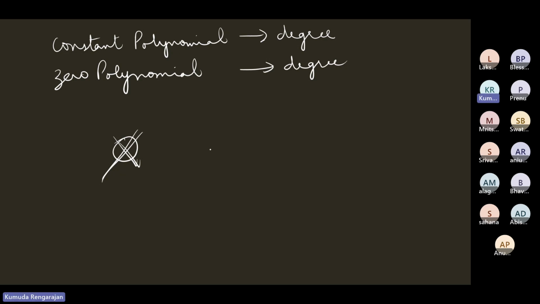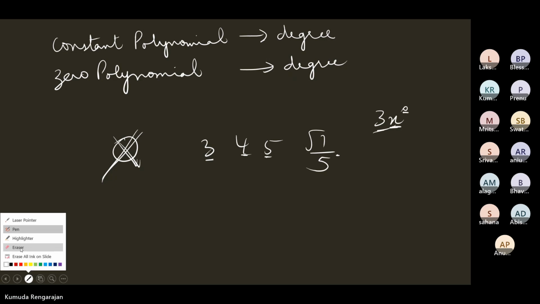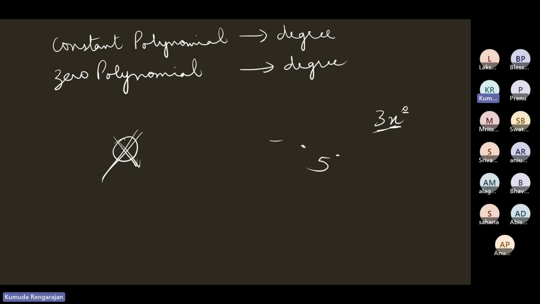Now you can write any constant polynomial for monomial. Like you can write 3, 4, 5, root 7 by 5. All these are constant polynomials as well as monomials because only one term. And why is it a polynomial? Because 3, supposing x to the power 0, the power of the variable x is 0. It's a whole number, so it's a polynomial. All real numbers are polynomials. Even 0 is a polynomial. But 0 is not a monomial.